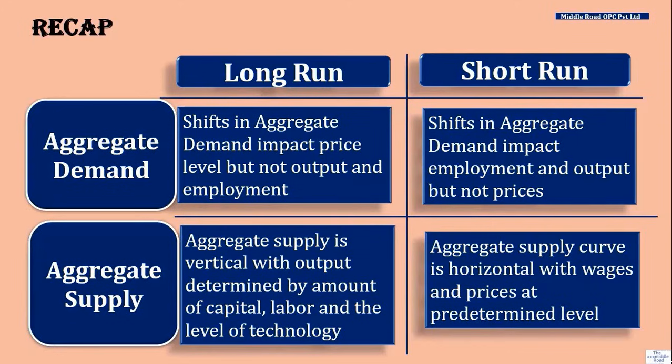Now a quick recap between long run and short run. We see aggregate demand. In the long run, aggregate demand impacts price level but not output and employment. In the short term, prices are sticky. The prices of a lot of products are sticky. Not everything is sticky. Therefore, it impacts employment and output but not prices. We have, I think, covered before that aggregate supply in the long run is determined by the amount of capital, labor and level of technology. The production function we had touched upon in one of the modules. I suggest you look at it.